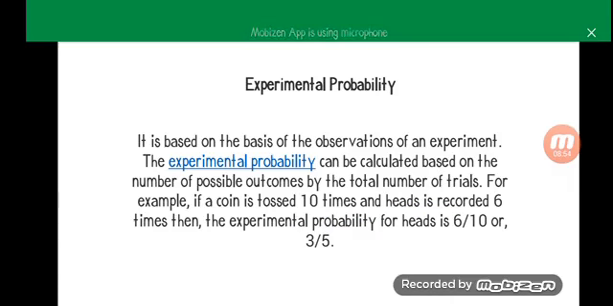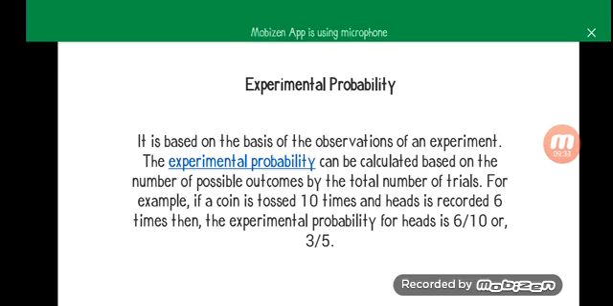Now, experimental probability is based on the observation of an experiment. It can be calculated as the number of possible outcomes over the total number of trials. For example, if a coin is tossed 10 times and heads is recorded 6 times, then the experimental probability is 6 over 10 or 3 over 5. What does that mean? We'll still solve examples on this, so please don't get confused. Just understand what I'm trying to say.